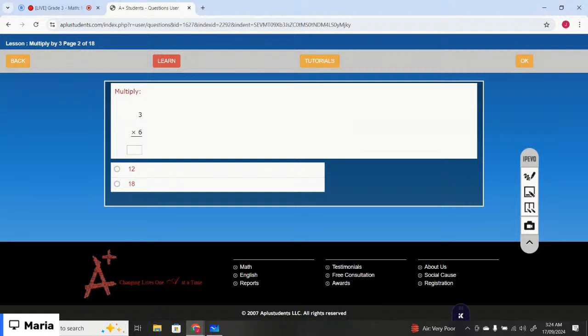The next one is 3 times 6, which is the correct option? Yes, 18. 3 times 6 is 18. Option number two is the correct option. Got it?